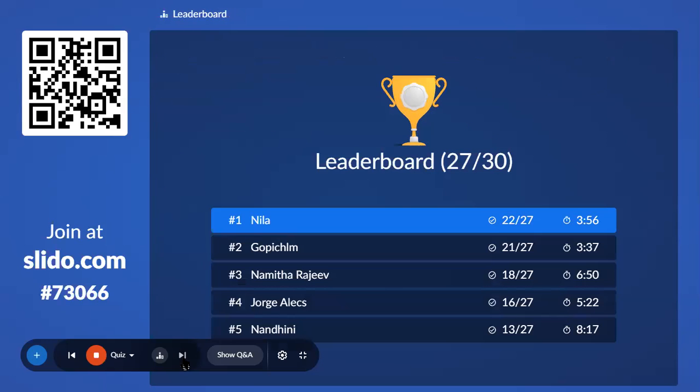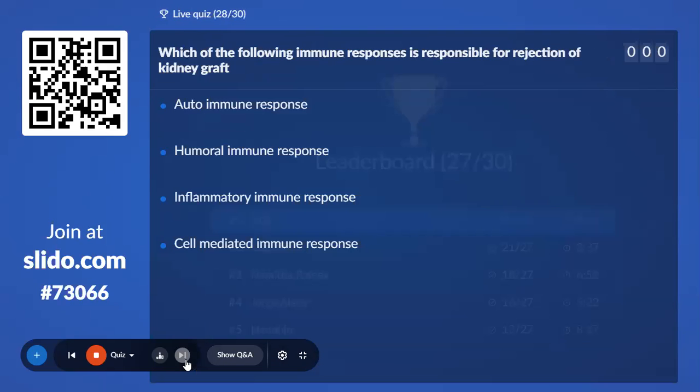Nila stands first, second Gopi, third Namita, fourth George, and fifth Nandini. Moving on to the 28th question.